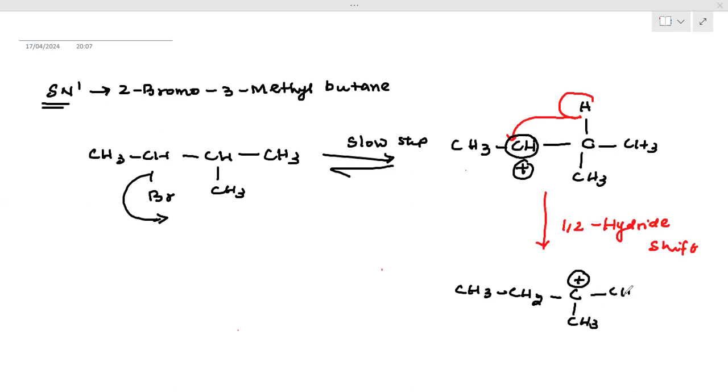So what is the nature of the carbocation? It is belonging to the 3 side. It is attacked by an alkyl group. So this is the nature of the carbocation. It is a tertiary carbocation. Tertiary carbocation. This is the nature of the carbocation.